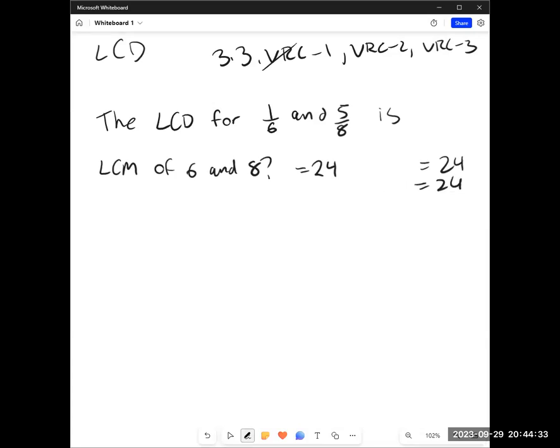Not sure if you've seen parentheses for multiplication before, so I'll go back and use the multiplication dot. That's the first multiple of 6. It's also a multiple of 8. So the answer here is 24.